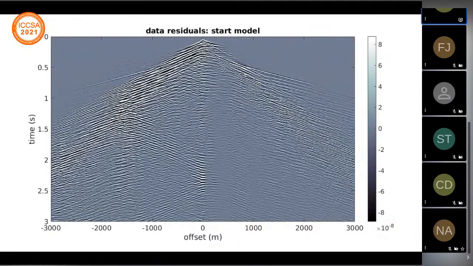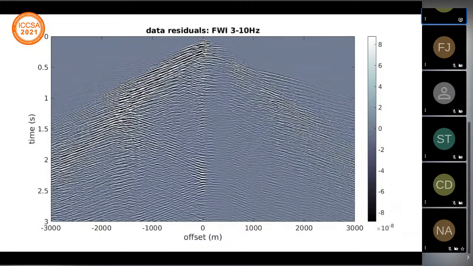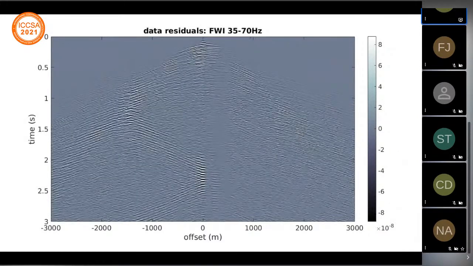And here are the data residuals for the starting model. In the ideal case, we should observe zero difference. In a real situation, we will never reach zero. Here is the near-surface FWI; we explain some part of the data, and the data residuals for the final model show that we explain most of the data.